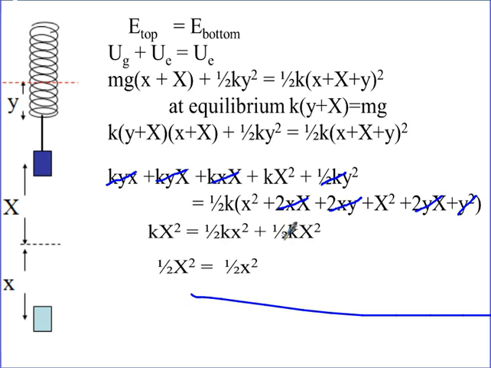Then I can take this one half k capital X squared and subtract it from that. I get this expression, and you can see that the solution to this is that little x is equal to big X. That it does go as much above as below. And you probably never even cared, but now you're done with that. Thank you.